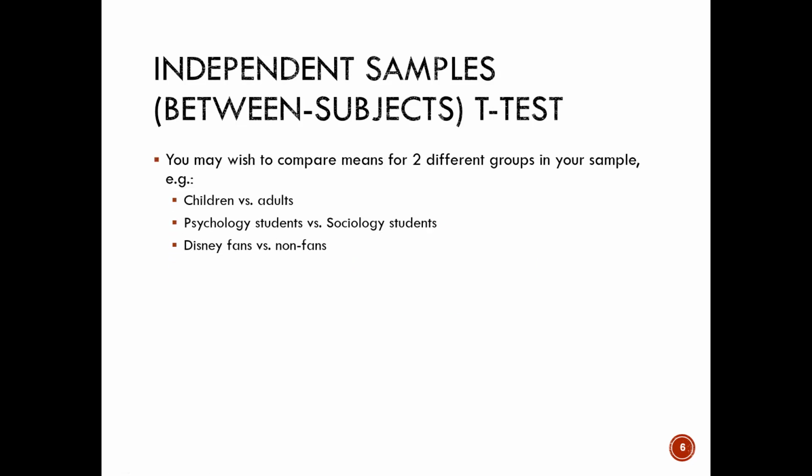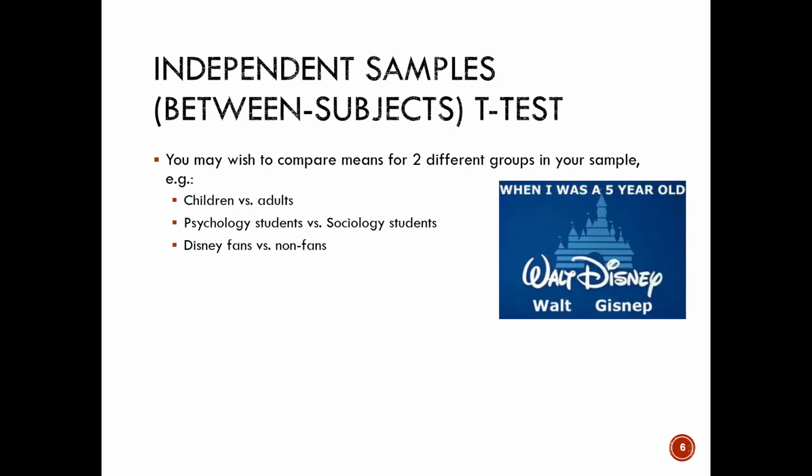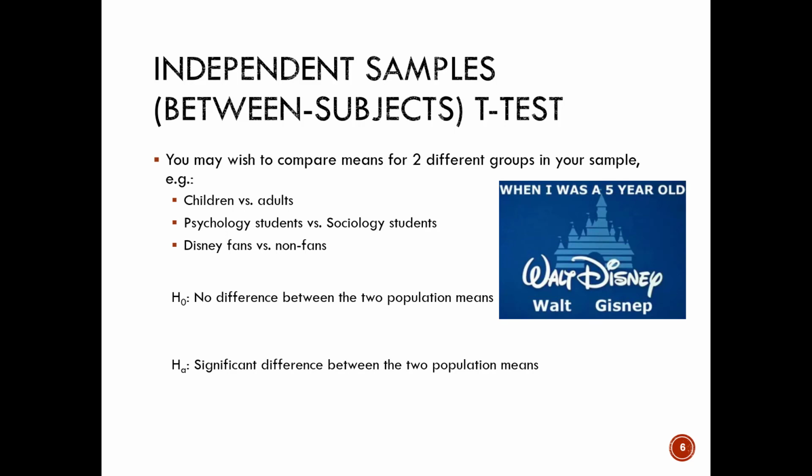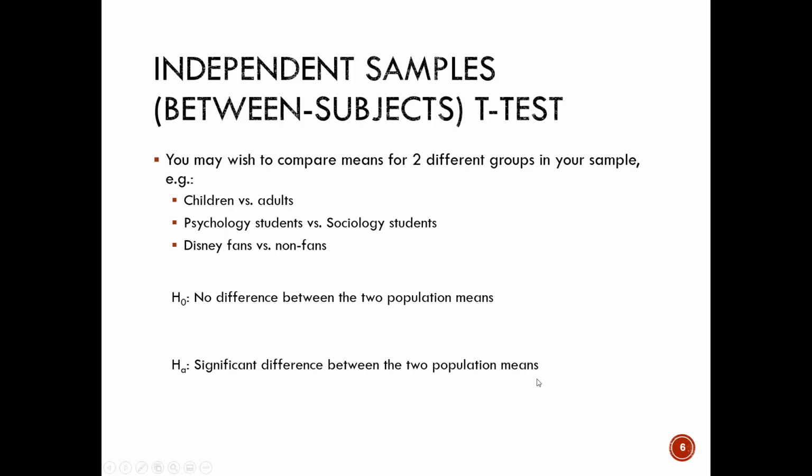So let's say that you wanted to compare two different groups of people in your sample on a particular variable. And so you wanted to compare the average scores, for example, children versus adults, psychology versus sociology students, or Disney fans versus non-fans, and you wanted to hypothesize whether or not there's a difference between the two population means for that variable. So one continuous DV comparing the means for these two different groups. The alternate hypothesis would say that there is a significant difference, whereas a null hypothesis would say that there's no difference in the population means, so those two different groups in the population.